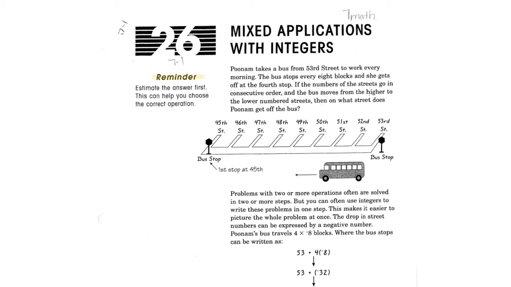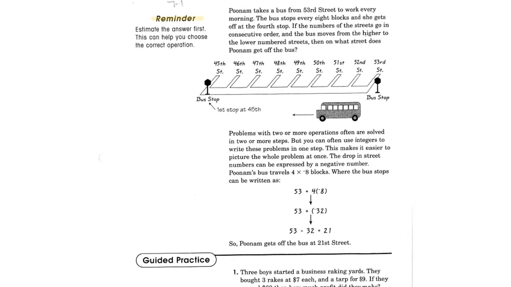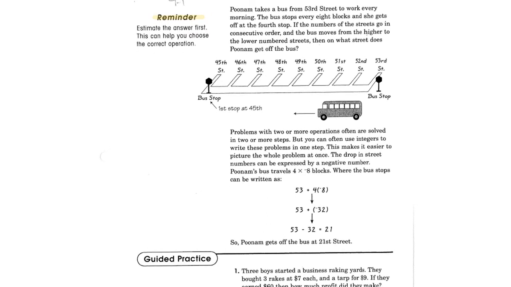So where the bus stops can be written as, if you notice, they have 53 because that's the street she got on. We're adding 4, the parentheses mean times -8. We have to do multiplication first according to the order of operations. So we're going to take 4 times -8 and we get -32. So 53 plus -32. We would add the opposite, or we could subtract the opposite. So 53 minus 32 is 21. So Poonam gets off the bus at 21st Street.